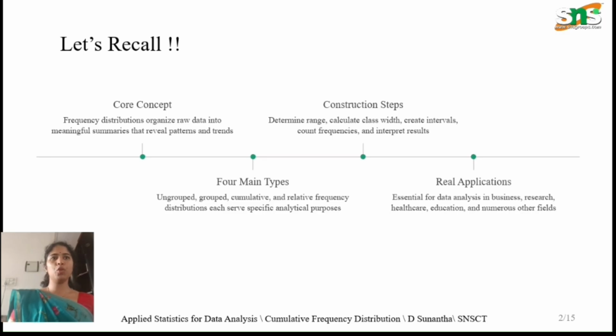Frequency distribution helps us organize the raw data into meaningful groups. In that we have four types: ungrouped, grouped, cumulative and relative frequency distributions. In this video let us focus on what cumulative frequency distribution is and understanding how it supports decision making.